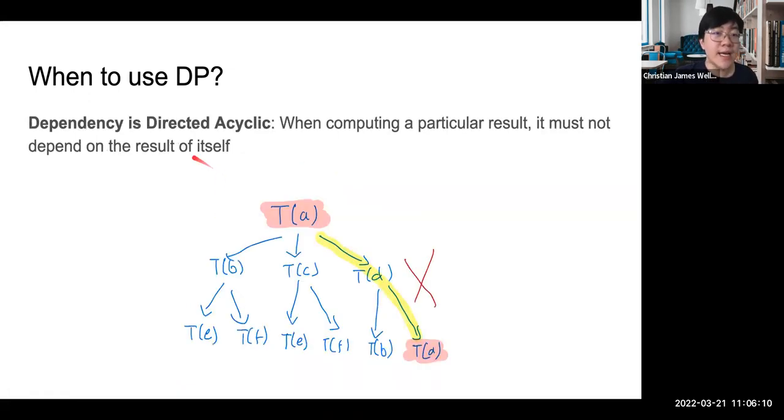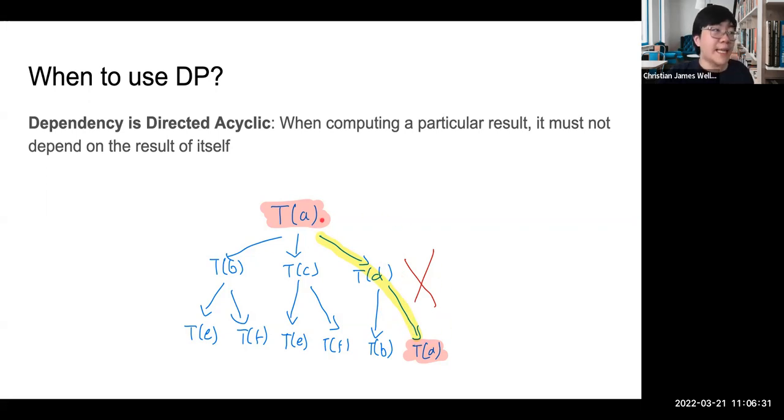Oh, right. This one, dependency is directed acyclic. This is an important point, because you break down a problem into smaller sub-problems, and you don't want a case where, for example here, T of A depends on T of D, but T of D depends on T of A. So there's a cycle in the dependency here.